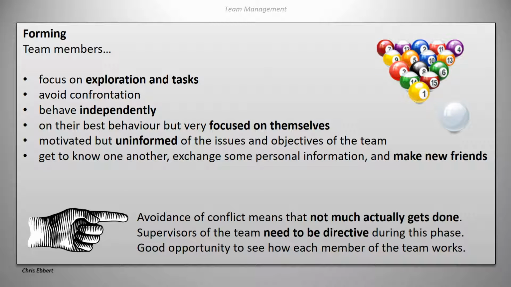So the forming phase is this. This is the first of the 4. The forming phase means that the team members are focusing on the exploration and the tasks that they are up against. They will avoid confrontation, be nice. They will still behave independently because they haven't grown together yet. They'll be on their best behavior, focused inwardly on themselves at the moment, thinking, how does this affect me?